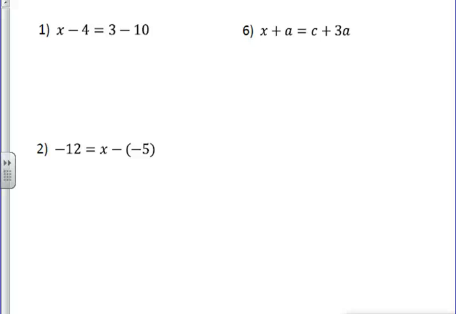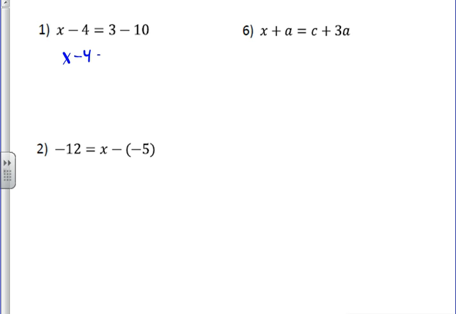Okay, so in this video we're going to look at some random pre-algebra problems, mainly one-step equations and one-step inequalities. When doing a one-step equation or inequality, sometimes it's actually two steps when you need to simplify before you start. This is an example of that.